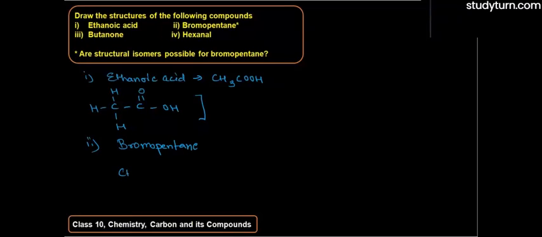The formula for bromopentane is CH3CH2CH2CH2CH2Br. Okay, so there are three isomers possible for bromopentane. So let us draw the structure for the three isomers here. Okay, so how many carbon atoms are there? 5 carbon atoms are there, and one is bromine group. Okay, 1, 2, 3, 4, and 5 carbon atoms are there with attached bromine group.